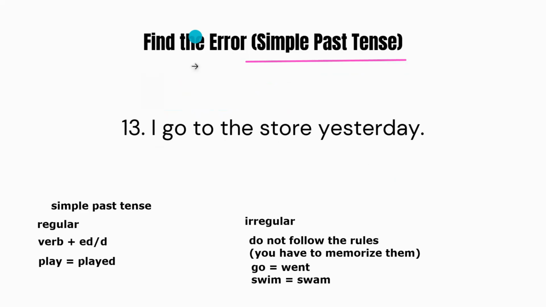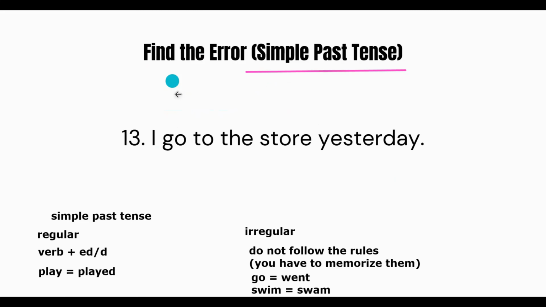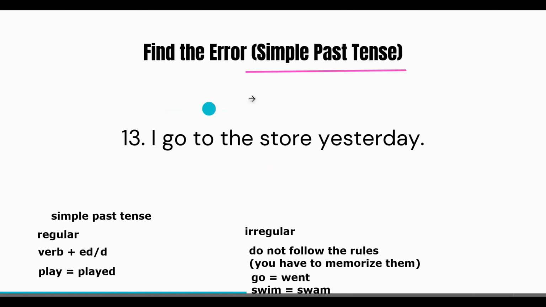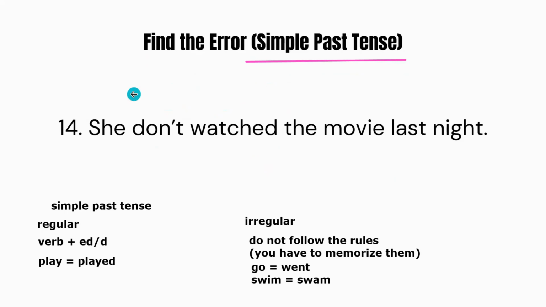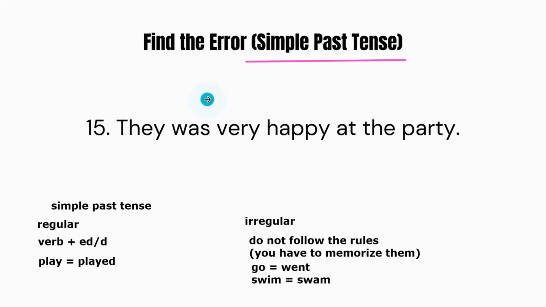Ooh, I apologize. This one is the same. Oh, we went back. Let's go forward. 15. They was very happy at the party.